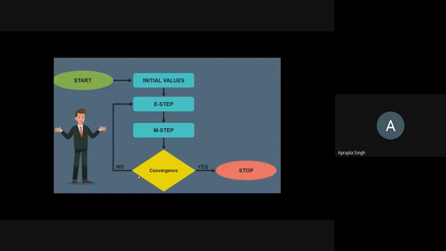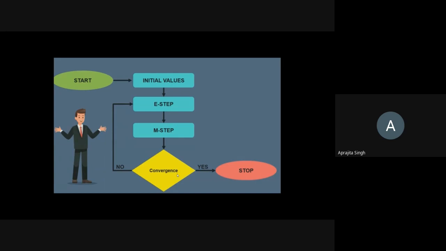So you start off with some initial arbitrary value. You do an expectation step, and then you do a maximization step and see whether there is a convergence or not. If there is no convergence, you go back to the expectation step, do the maximization step, and see whether convergence has happened. What do we mean by convergence? Convergence is that the probability difference is not very much. There is a very small probability difference.